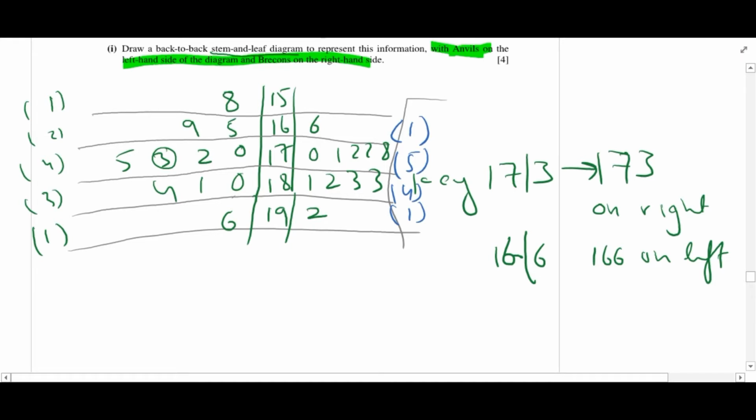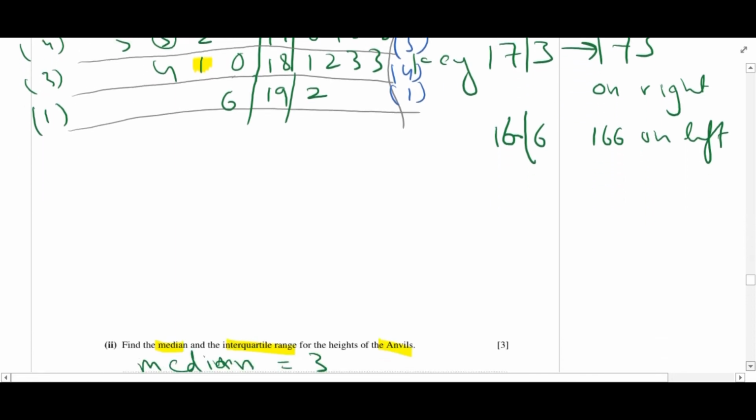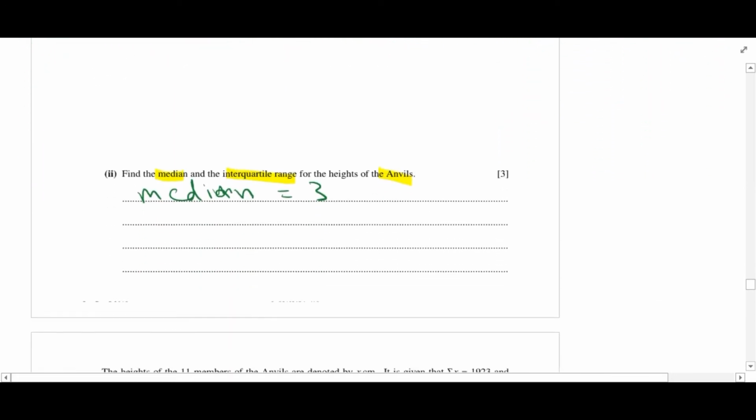Now, for interquartile range, we need to find the middle of these 5 terms. Since these are again 5 terms, the middle would be 9. And for that, the middle is 1, 2, 3. Okay, I did make a mistake over here. The median would not be 3, rather it would be 173. These are the blundering mistakes. You need to have it 1, 7, 1, 7.